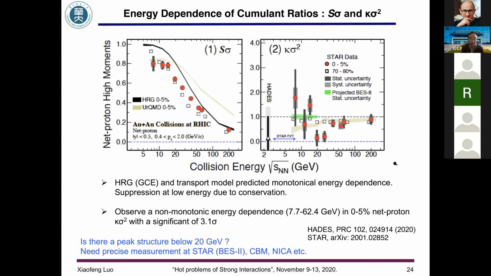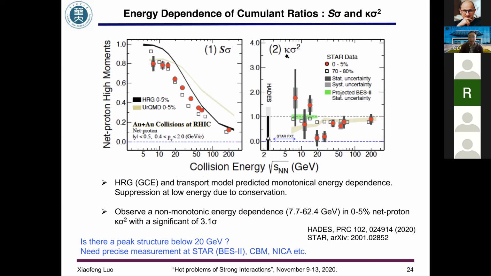So here I show you this cumulant ratio, where the left one is skewness times sigma, equal to C3 over C2. And the right one shows you the kurtosis times sigma squared, which is C4 over C2, for net proton fluctuations. You can see the C3 over C2 shows a monotonic increase when we are decreasing the collision energies. This basically is due to baryon asymmetry. At low energy, we have more protons compared to antiprotons. But at high energy, it is mostly pair production dominant.